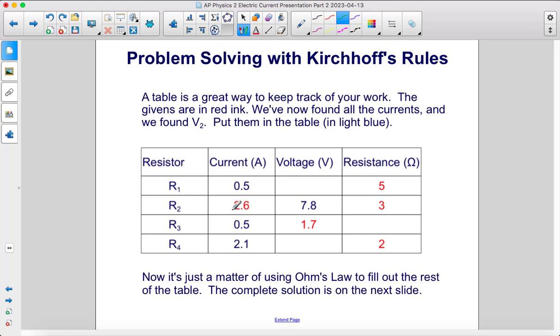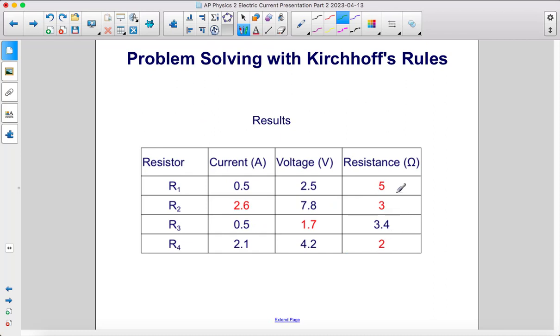A table is a great way to keep track of your work. The givens are in red ink, so this is what we were given at the beginning of the problem. We've now found all the currents, and we put in V2. So we found this, and this, and that. We put them in the table. Now it's just a matter of using Ohm's law to fill out the rest of the table. Here is the completed table for this problem.